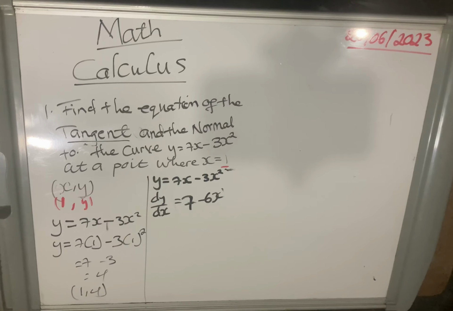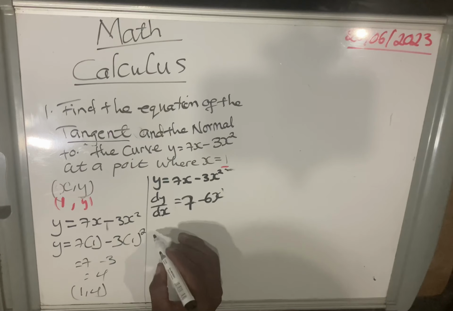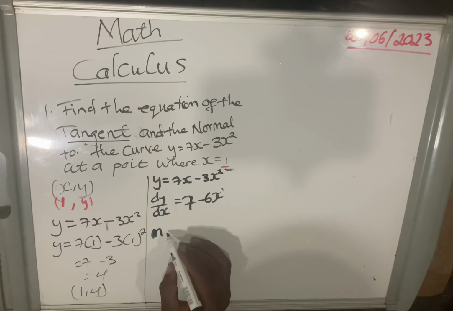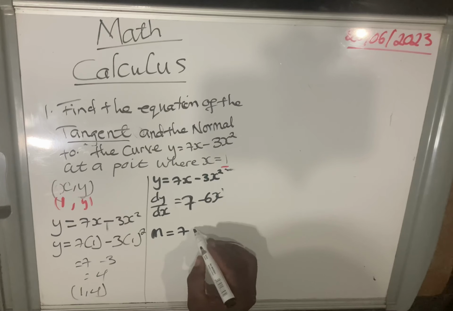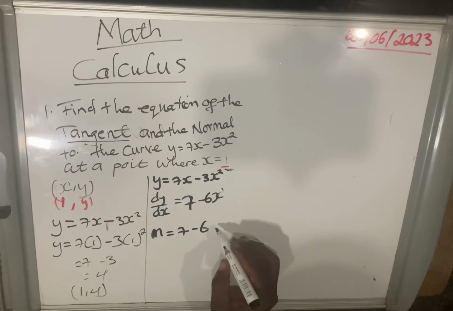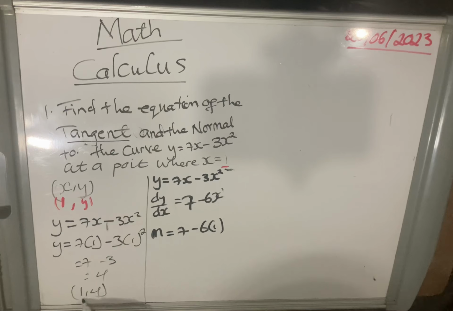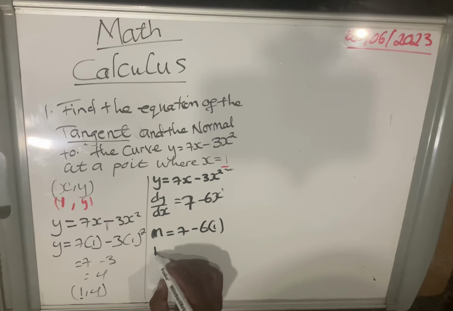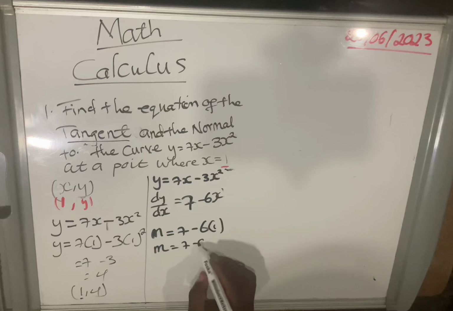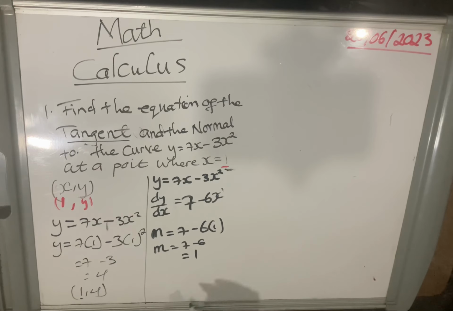So that is the gradient function, which means while there is dy dx, we can replace it with m representing gradient. So 7 minus 6x, you have to substitute with the value of x, which is 1 here. So we have gradient m equals 7 minus 6, giving us 1. So this is what is called the gradient of the tangent. Always the gradient which we find first is the gradient of the tangent. So we can find the equation of the tangent because we have the gradient.